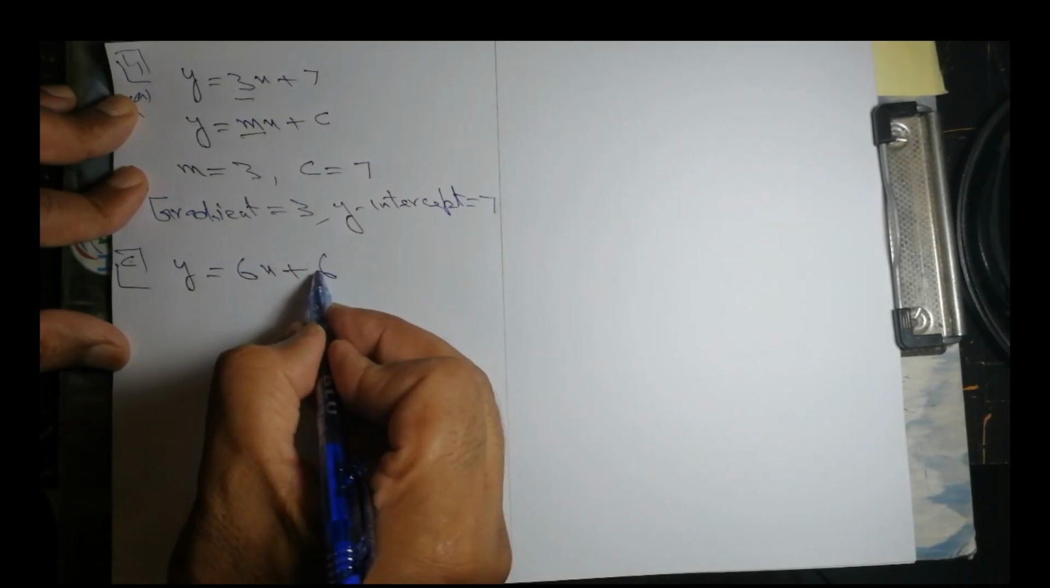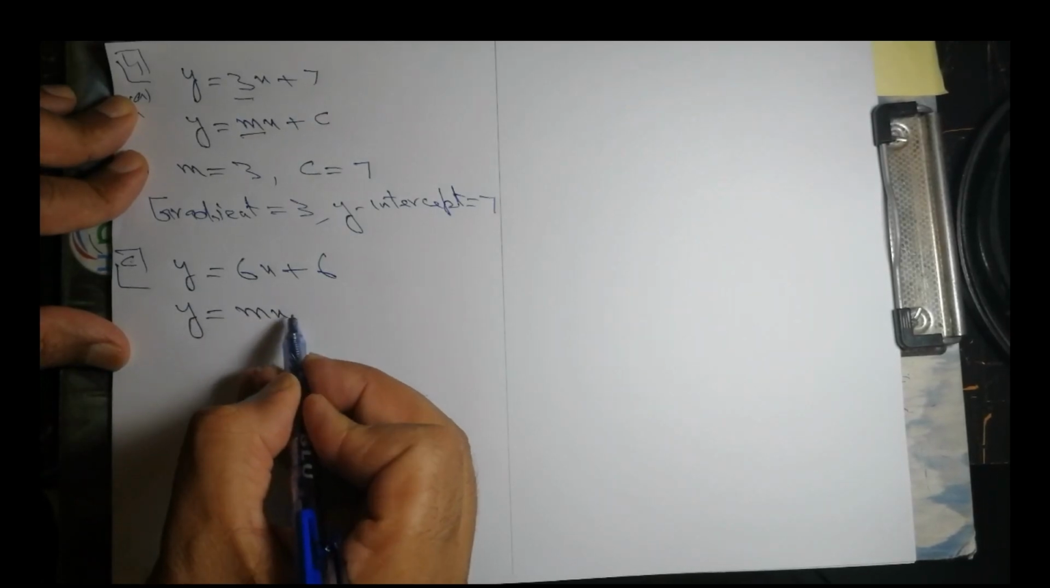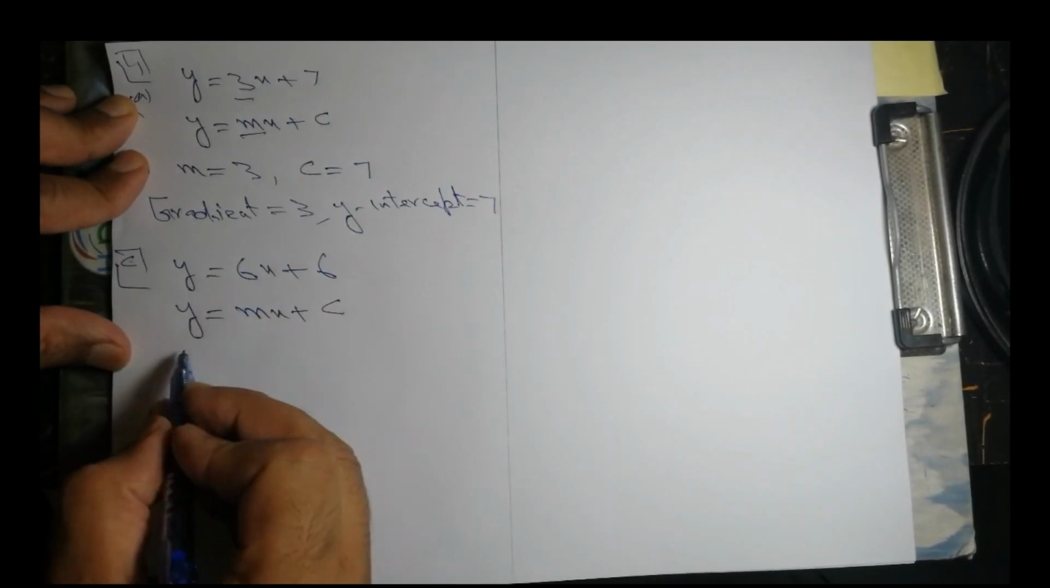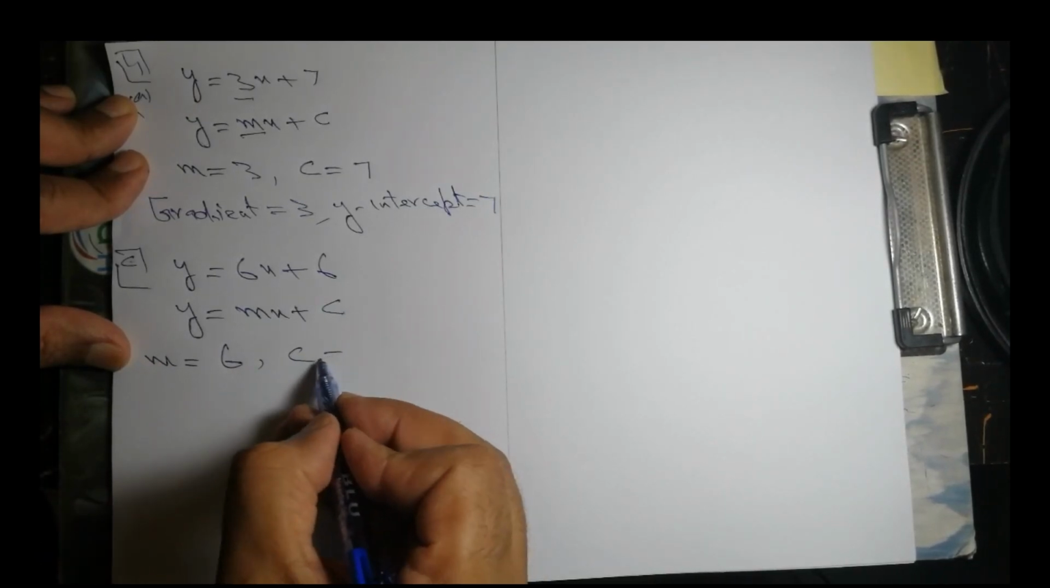Part C of the question, y equal to 6x plus 6. Comparing with the standard straight line equation mx plus c, here m equal to 6 and c equal to 6.